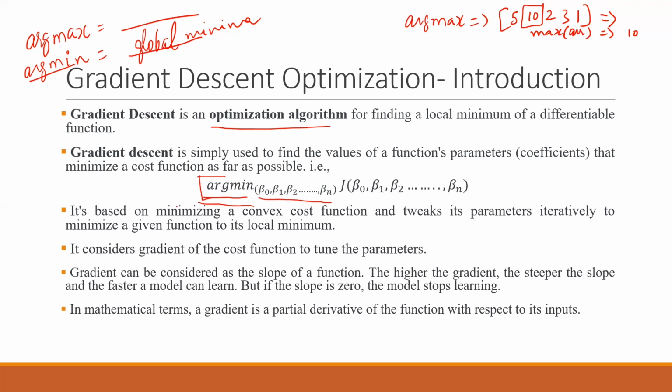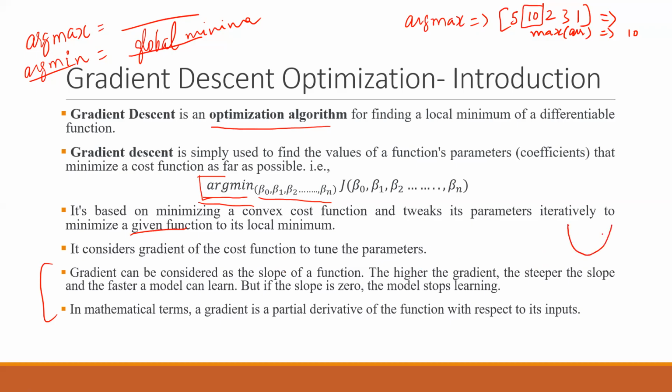Okay, so it is based on minimizing a convex cost function and tweaks its parameters iteratively to minimize a given function. So we will be kind of going towards the local minima in this, and it considers the gradient of a cost function to tune the parameters. This has been written that gradient is kind of a slope of the function, and the higher the gradient, the steeper the slope.